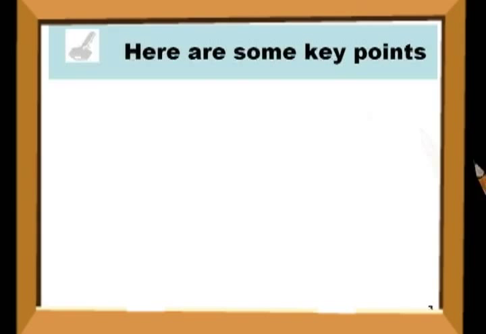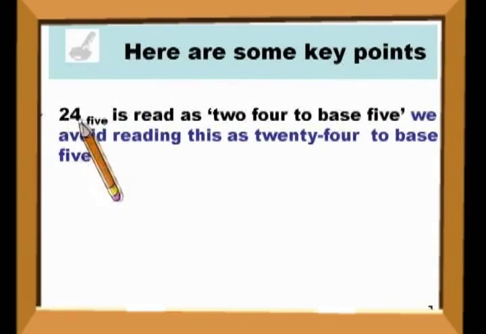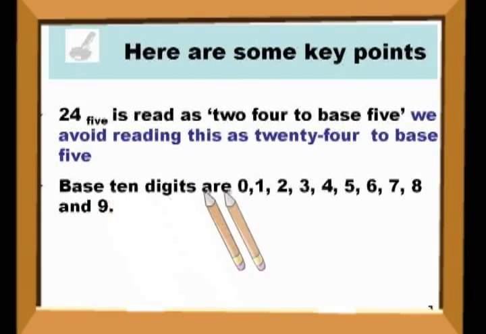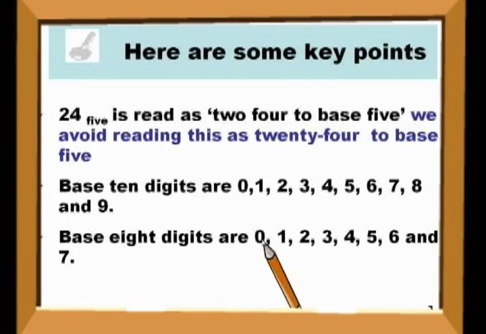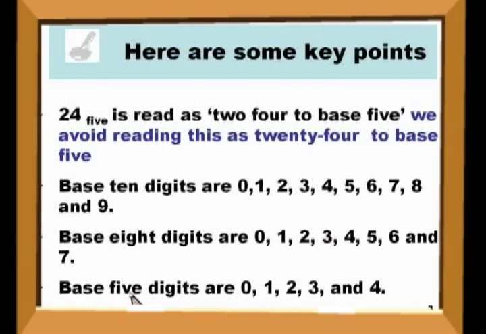24 base 5 is read as "2, 4 to base 5." We avoid reading this as "24 to base 5." Base 10 digits are 0, 1, 2, 3, 4, 5, 6, 7, 8, and 9. Base 8 digits are 0, 1, 2, 3, 4, 5, 6, and 7. Base 5 digits are 0, 1, 2, 3, and 4.